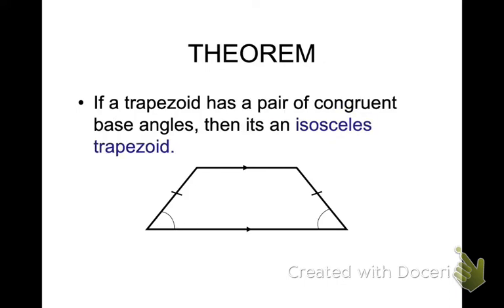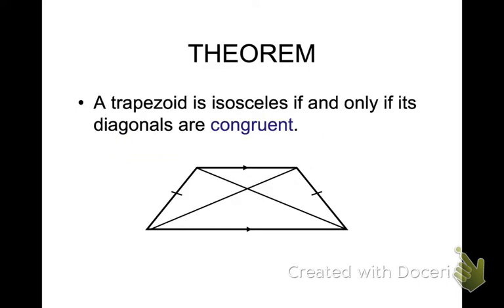And then we have the converse. If a trapezoid has a pair of congruent base angles, then we know that it's an isosceles trapezoid. So if I'm given the base angles being shown congruent, then it's safe to assume that the legs will also be congruent. So this is just the converse of the last one. The last one was giving us congruent legs, which then gave us congruent angles. Here we're giving congruent angles, which would then get us congruent legs.